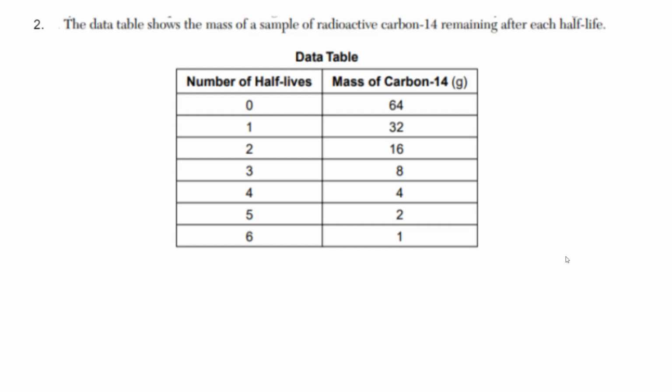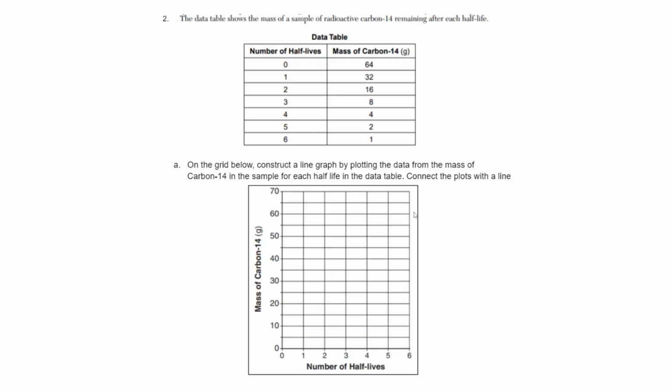Hey guys, so today we're going to go over question number 2A, B, C, and D. Let's get started. The data table below shows the mass of a sample of radioactive carbon 14 remaining after each half-life. So these are the half-lives that the carbon 14 is going through, and this is how much carbon 14 we started with before the half-lives and how much we have left with each half-life.